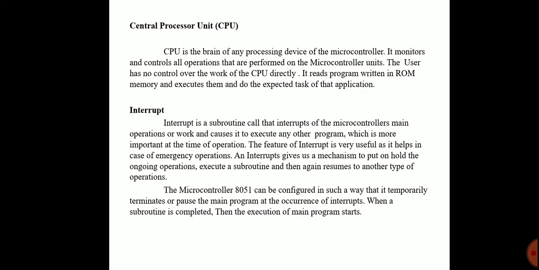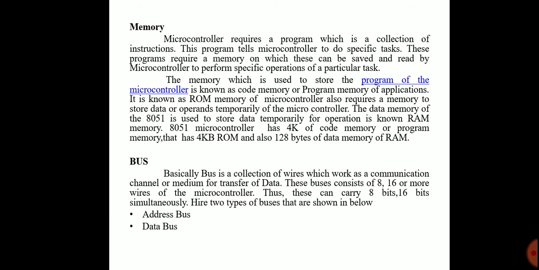Now the next very important area is memory. A microcontroller requires a program, which is a collection of instructions. This program tells the microcontroller to do a specific task. These programs require memory on which they can be saved and read by the microcontroller to perform the operations of a particular task. The memory used to store the program of the microcontroller is known as code memory or program memory, and it is known as the ROM of the microcontroller.